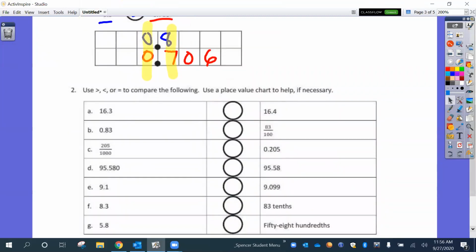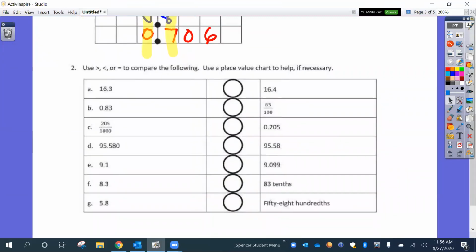All right. Well, now let's read the directions again. And it says use greater than, less than, or equal to compare the following. Use a place value chart to help if necessary. I highly encourage you to use a place value chart and at the very least, to line up your numbers. And I'll show you what I mean on this question right here on A.